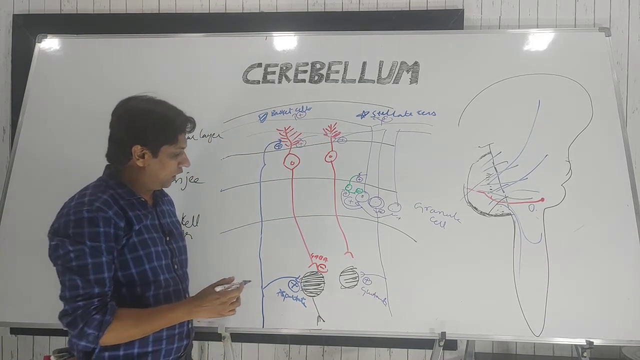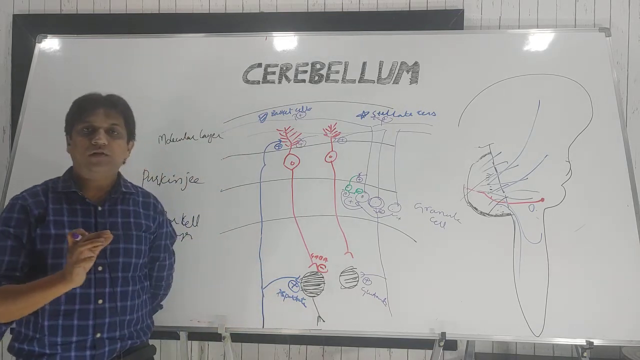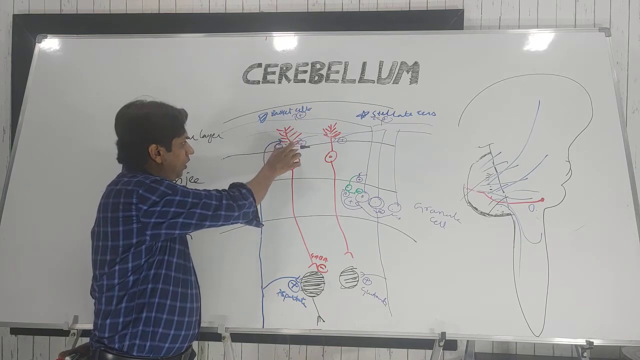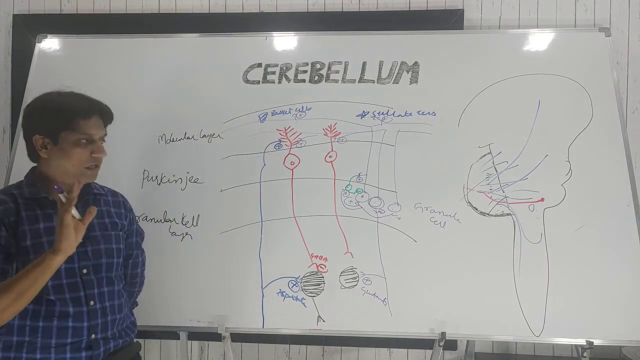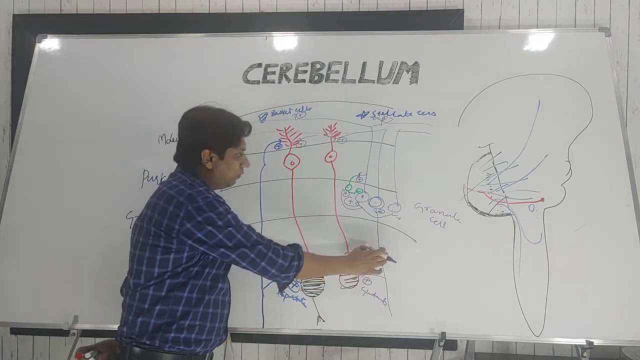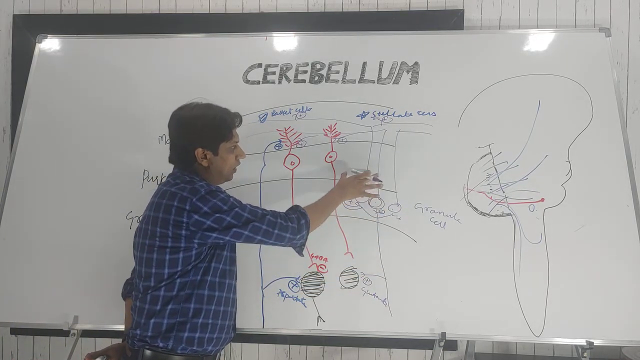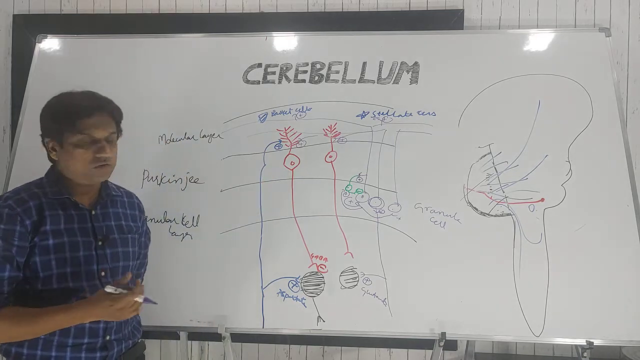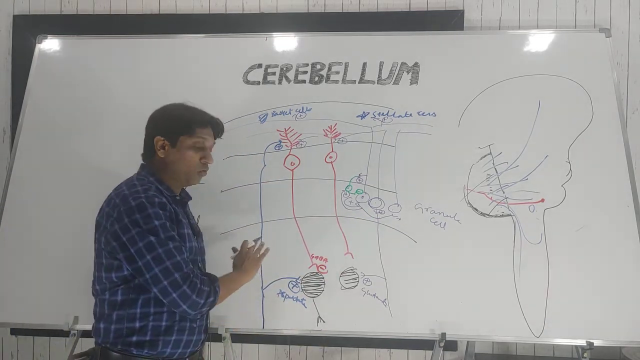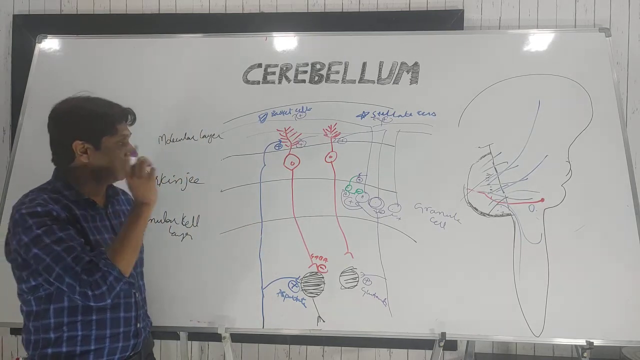Remember one thing: one climbing fiber will terminate only on one Purkinje cell, whereas one mossy fiber can terminate on so many granule cells, Golgi cells and the other cells. So this is one on one, and this is not one on one. This is one of the differences between these two types of fibers. Anyway, come back to the internal circuits.